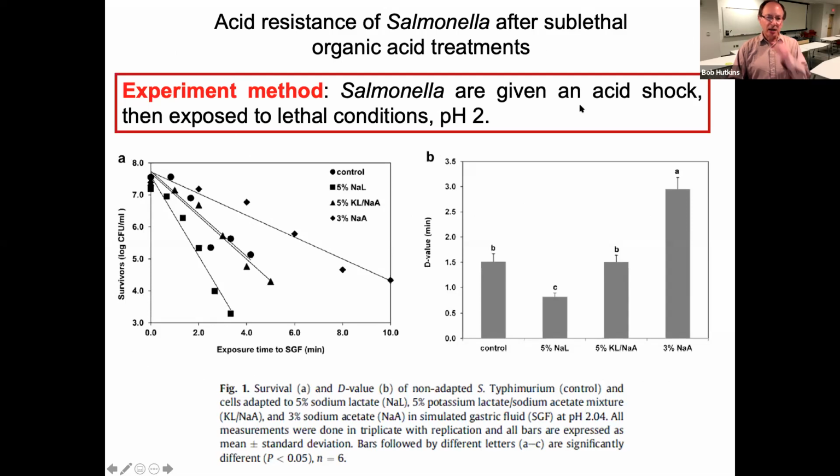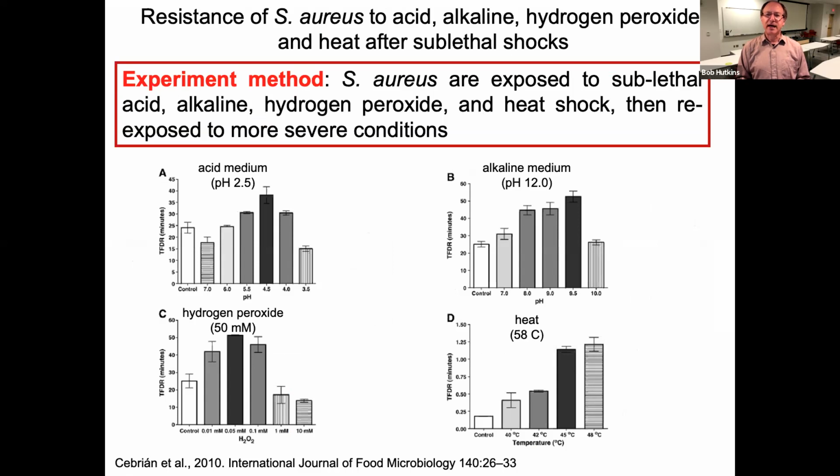Same thing happens at pH. Given an acid shock, acid shock in this case is sodium lactate, acetate, or no acid shock. And the ones that got the acid shock, well, not all of them, but the one that got the acetate then survived a pH 2 much better. And I could show you more data, and I'll save some of this for Wednesday, but it happens for almost every pathogen and for almost every kind of treatment.